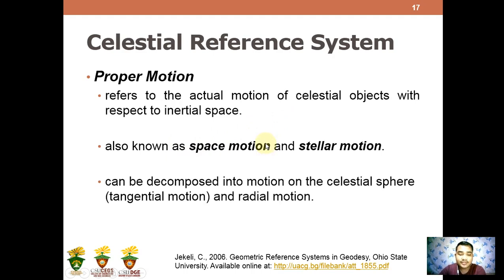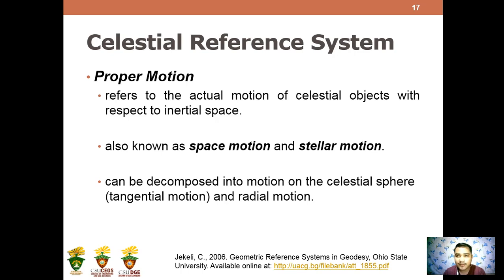It can be decomposed into motion of the celestial sphere, which is the tangential motion and radial motion. So we all know that the Earth is moving, right? So also the celestial objects such as the stars and the quasars are also moving. So let us all take note that celestial bodies like stars have their own system, no? If they have a system, there is motion that happens.